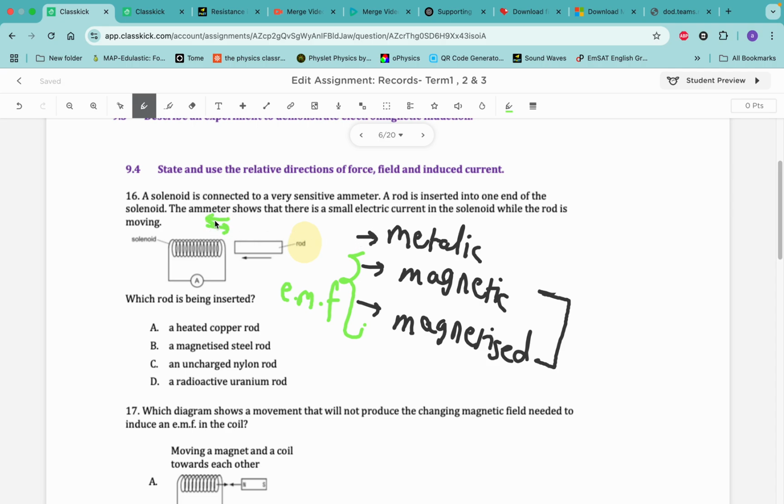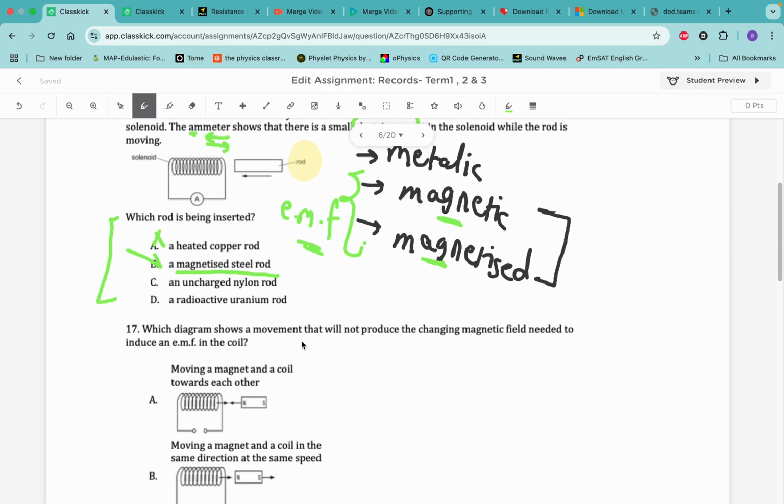So then it's written here, the ammeter shows there is a small electric current. This means EMF is induced. So what are you expecting about the nature of this rod? Which rod is being inserted? Is it a heated copper rod? No. A magnetized steel rod? Yes. Because we have just mentioned either a magnet or a magnetized material will allow EMF to be induced. So it's magnetized steel rod.